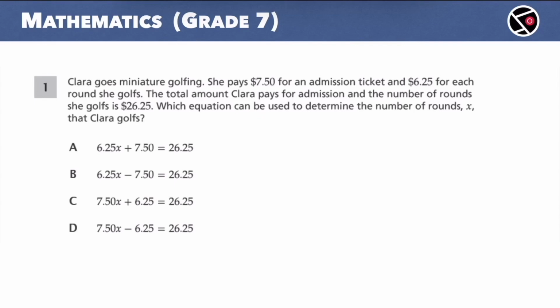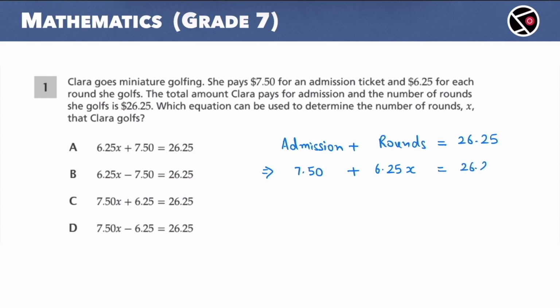So, Clara pays for the admission ticket. She also pays for each round she plays. The total cost to Clara is $26.25. The admission ticket is $7.50. Clara plays x rounds and she pays $6.25 for each round. So, her cost is 6.25 times x. And this equals 26.25.